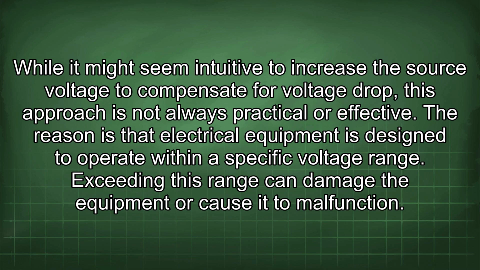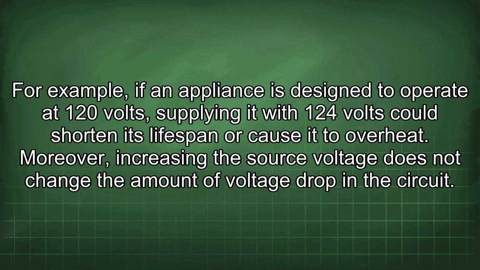Now let's talk about why starting with a higher voltage does not necessarily solve the voltage drop problem. While it might seem intuitive to increase the source voltage to compensate for voltage drop, this approach is not always practical or effective. The reason is that electrical equipment is designed to operate within a specific voltage range. Exceeding this range can damage the equipment or cause it to malfunction. For example, if an appliance is designed to operate at 120 volts, supplying it with 124 volts could shorten its lifespan or cause it to overheat.